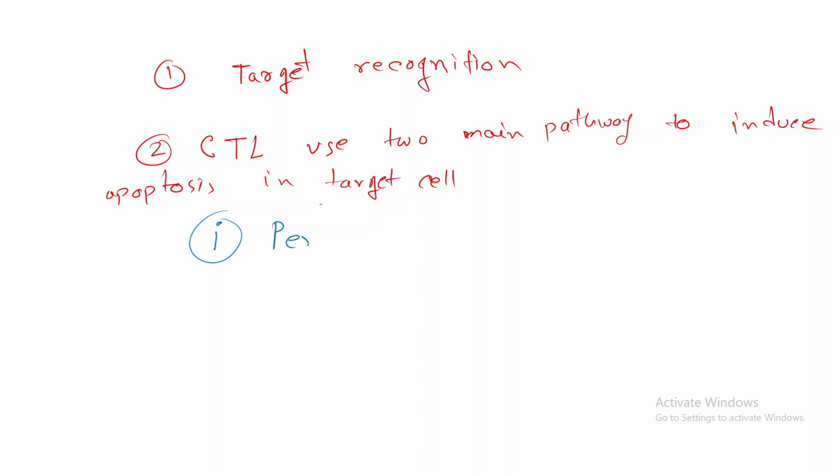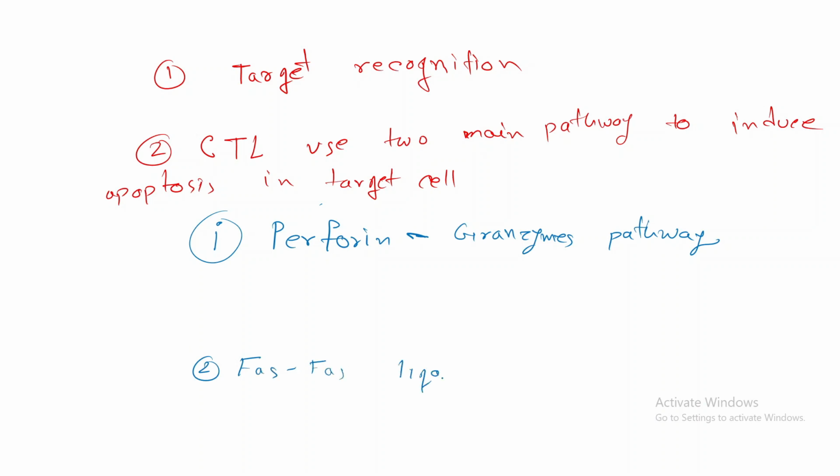First one is the perforin granzyme pathway, and the second one is the Fas ligand pathway.